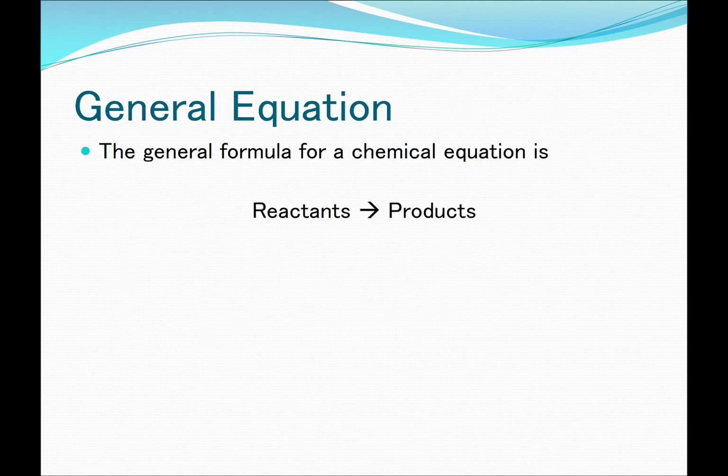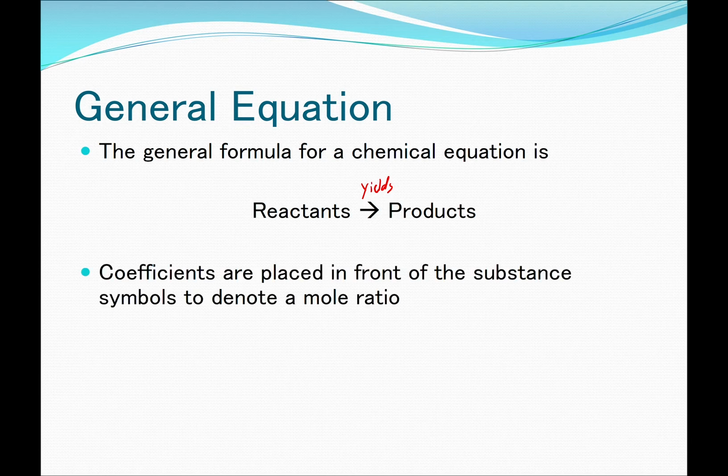Our general formula for a chemical equation is reactants yields products. I call this yields. You might see it as forms, produces, change. But that is the separator, the arrow there is a separator from reactants to products. We will add coefficients in front of our reactants and products to indicate our mole ratio of reactants to products, or how much of each we would essentially need.